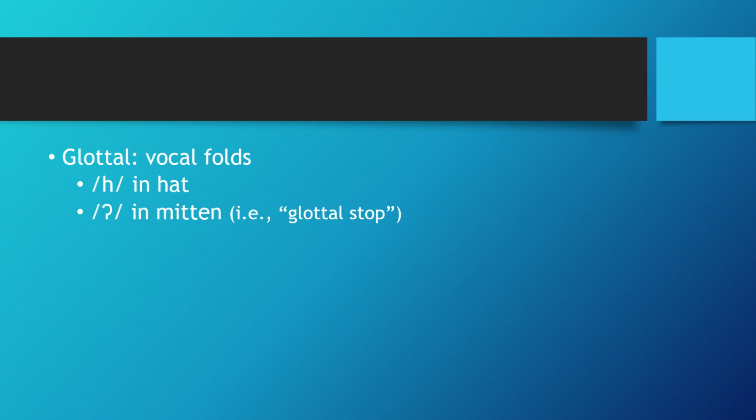And finally, the glottal sound is where the vocal folds are involved, and it's way back in your throat, the h as in hat, and then that question mark looking symbol without a period. It's the sound that we make when we say words like mitten or kitten. That it's way back in your throat, and it's called a glottal stop. And so that symbol is what we use for the glottal sound.